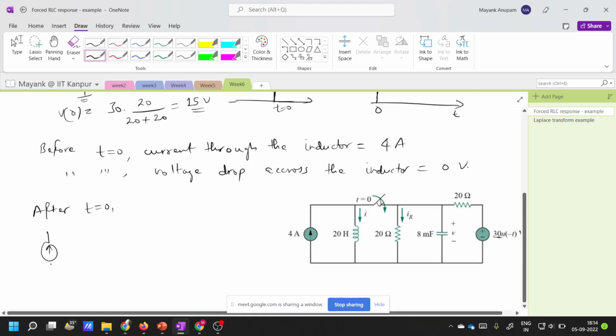This will look something of this kind. This is 4 ampere. This is the inductor.